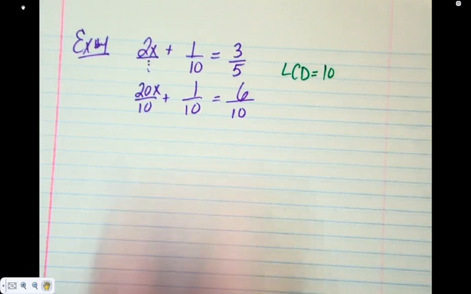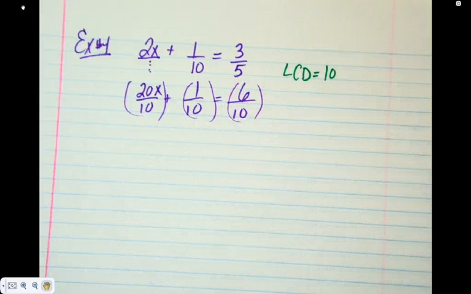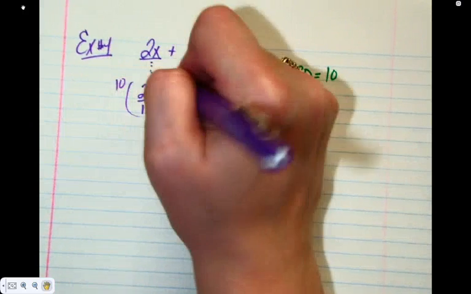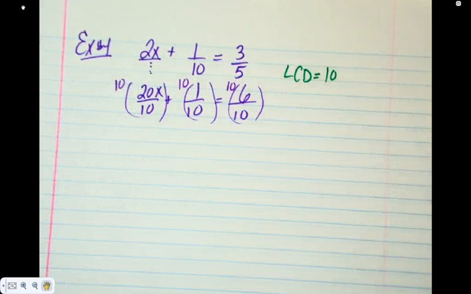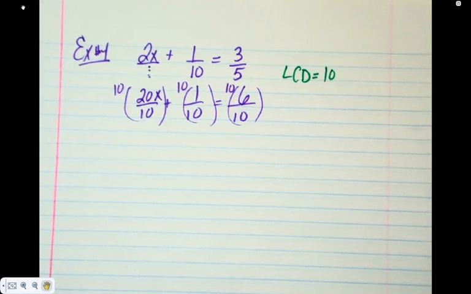This step is my favorite. What we're going to do now is multiply every single term by the lowest common denominator. So I just bracket them just to separate what the terms are. So I'm going to multiply the first by 10, the second by 10, and the third by 10. Can anyone see why we're doing this? Why are we multiplying by the lowest common denominator? Because it's going to cancel out.